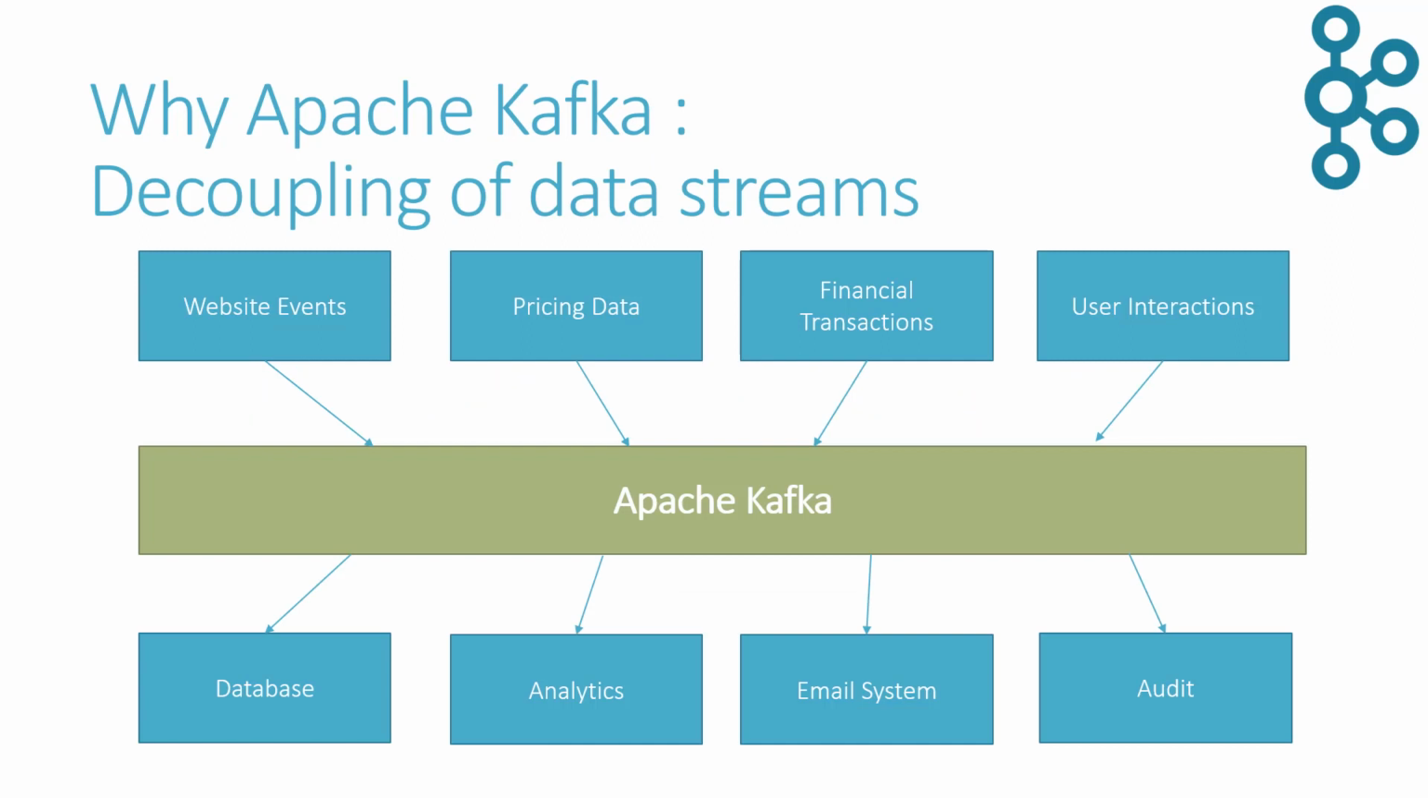So Apache Kafka comes in the middle. It helps you decouple your data streams. Basically, as an example, on the top you have data sources like website events, pricing data, financial transactions, and user interactions. And they will all publish the data to Apache Kafka, and your databases, your analytics, your email system, and your audit can just take the data from Kafka and do whatever they want with it.